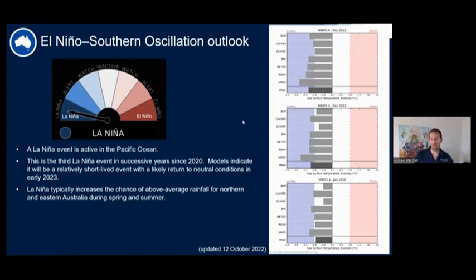from fairly early in 2023. So this is looking to be a relatively short-lived La Nina event, so shorter lived than the last couple of years worth. But yeah, looking to end around the start of the new year. And as we know, La Nina typically increases the chance of above average rainfall for northern and eastern Australia during the spring and the summer months.